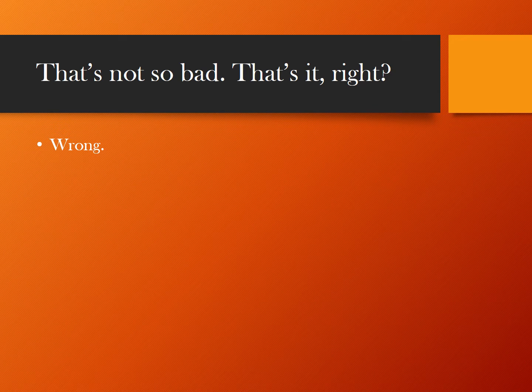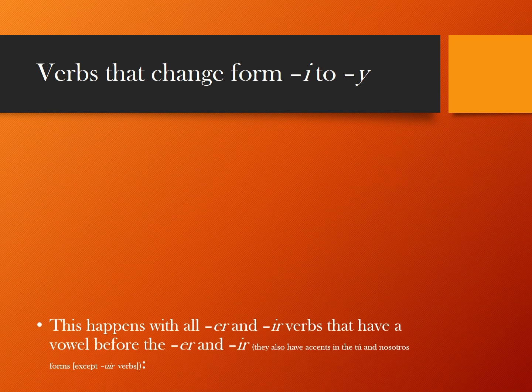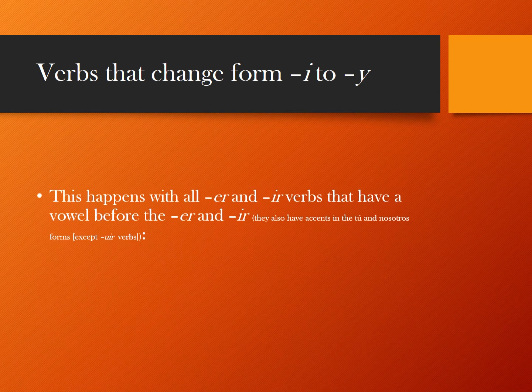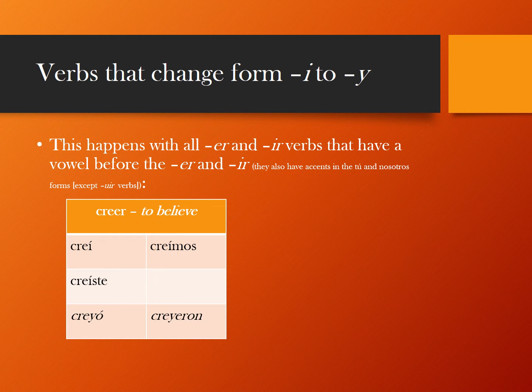There are a few irregulars. They're verbs that change from an I to a Y. And it's ER and IR verbs that have a vowel in front of the ER or the IR. And then as an added bonus, they have accents in the tú form and the nosotros form. So creer is creí, creíste with an accent, but creyó with a Y. Creímos with an accent, but creyeron with a Y. So the él and the ellos form, the two at the bottom, get Ys.